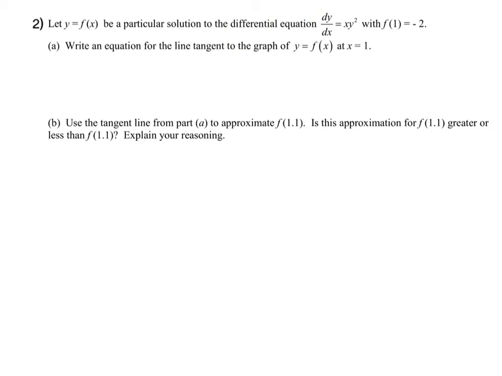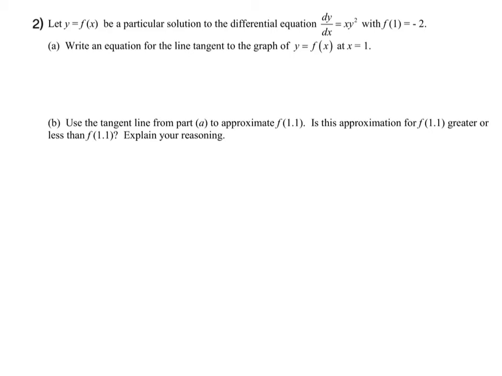Okay, the second example says: let y equals f of x be a particular solution to the differential equation dy dx equals xy squared, with f of 1 equaling negative 2. Write an equation for the line tangent to the graph of y equals f of x at x equals 1. All right, so the first thing they're asking us to do is write the equation of the line tangent to the graph at x equals 1.